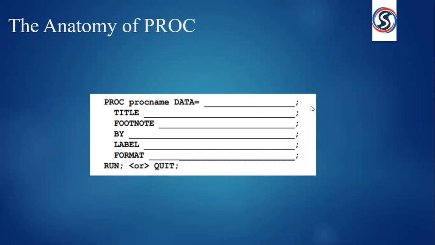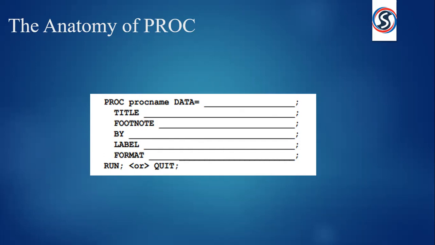After title and footnote, we also have a BY statement. What is this BY statement telling us? It is an optional statement that the PROC expects when we are using sorting. When I want to arrange my values and they are not arranged properly, I go for sorting, ordering or arranging my data. In those situations, I go with the BY statement.